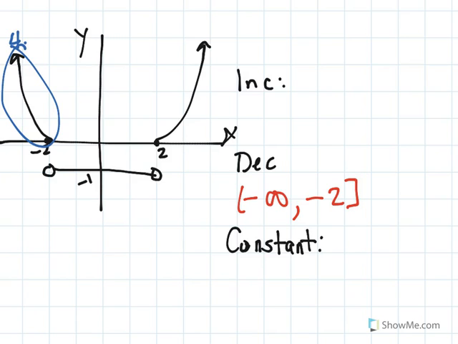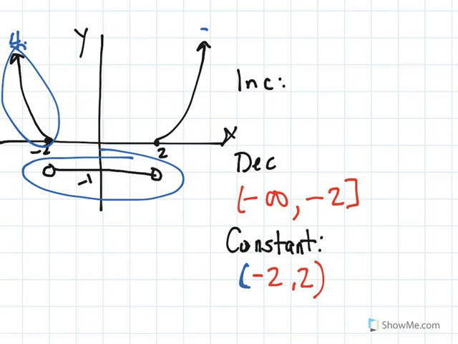This next part of the graph, right here, we see that as the x values are increasing, the y values are remaining the same. So this part of the graph is constant, and it runs from x equals -2 to x equals 2. We see these open-ended points, which means that we need to use parentheses in our interval. So we have that the graph is constant from -2 to 2.